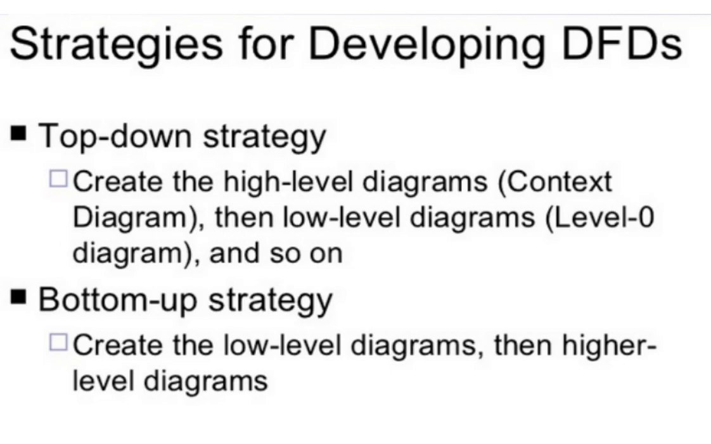There are different strategies for developing data flow diagrams. Top-down strategy and bottom-up strategy are two different strategies for developing a data flow diagram. In the top-down strategy, it creates high-level diagrams, that is the context diagram, then lower-level diagrams like the level 0 diagram, then the level 1 diagram, level 2 diagram, etc. will be written. Whereas in the bottom-up strategy, it creates the lower level diagrams and then combines them, and the higher level diagrams will be formed.